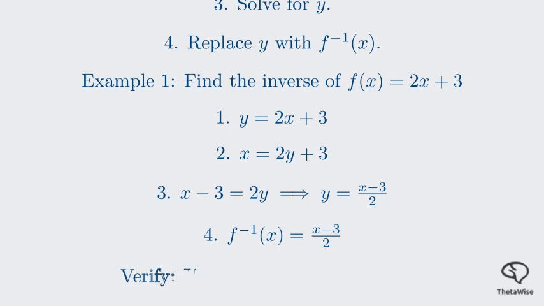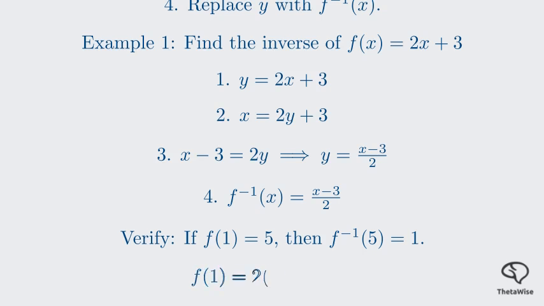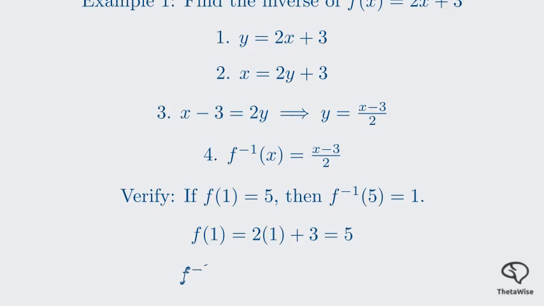Let's verify this. If f of 1 is 5, then f inverse of 5 should be 1. F of 1 is 2 times 1 plus 3, which is 5. F inverse of 5 is 5 minus 3 over 2, which is 2 over 2, or 1. It works.